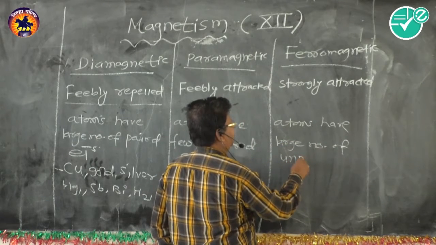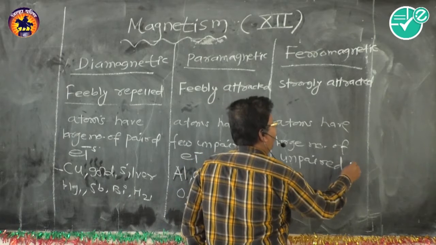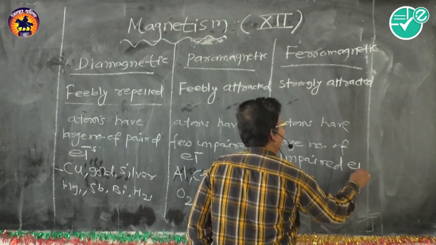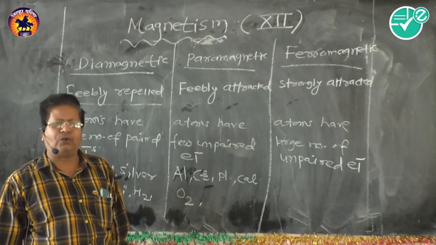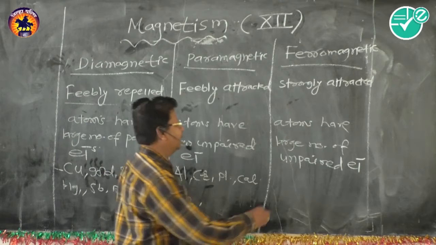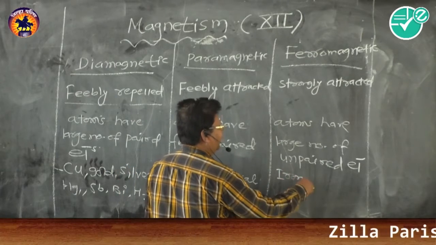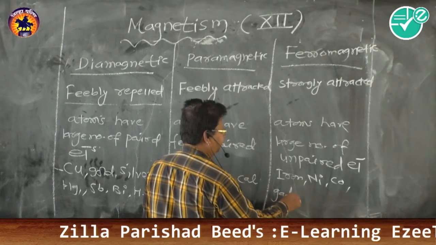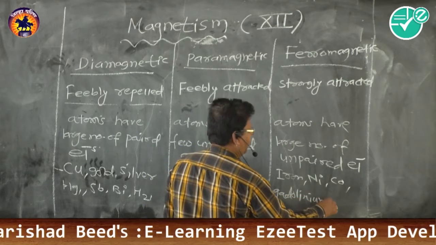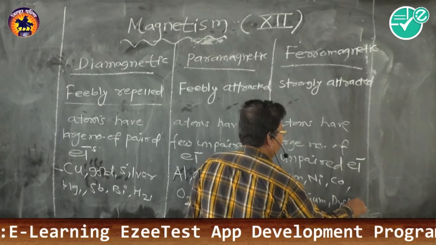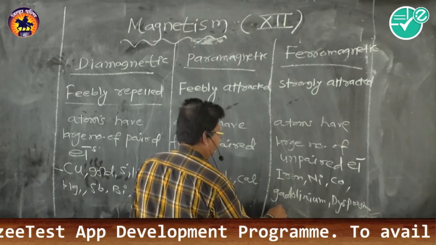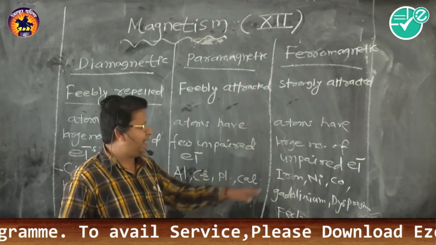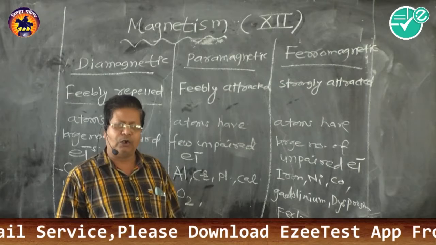Similarly, the ferromagnetic substances are those substances whose atoms have a large number of unpaired electrons. The examples of ferromagnetic substances are iron, nickel, cobalt, gadolinium, dysprosium, ferric chloride, or iron, nickel and cobalt and their alloys.